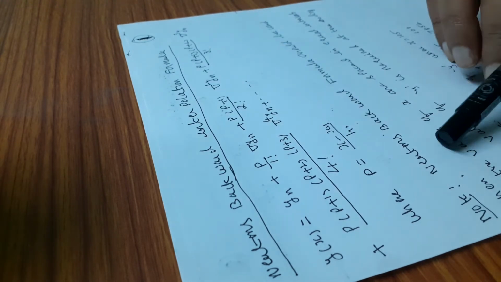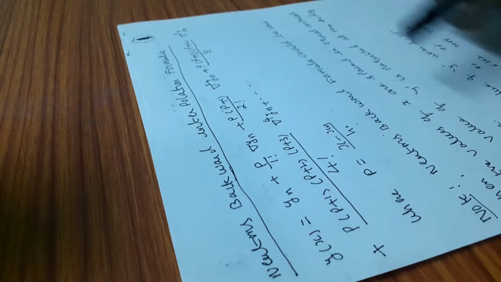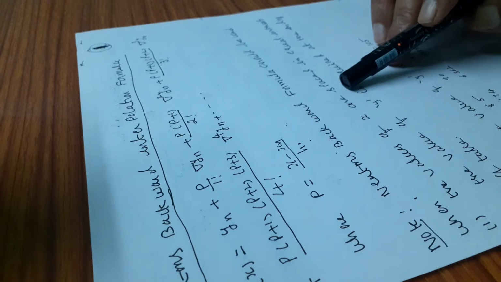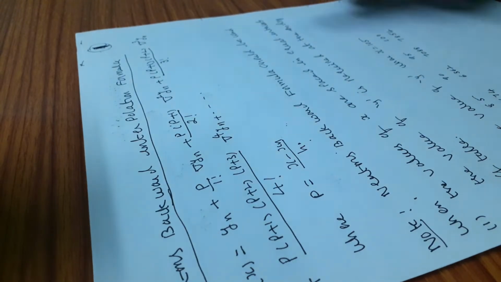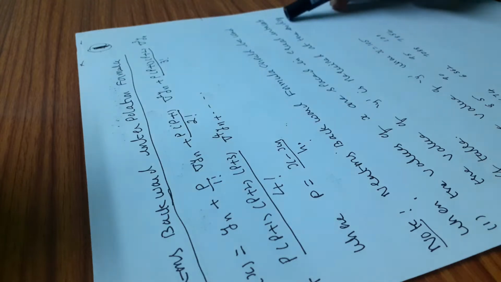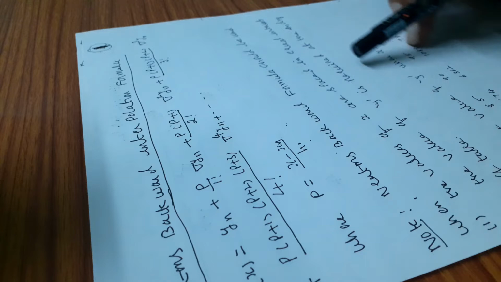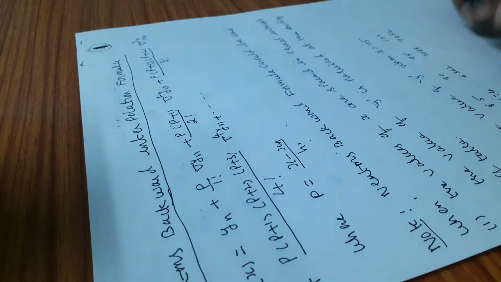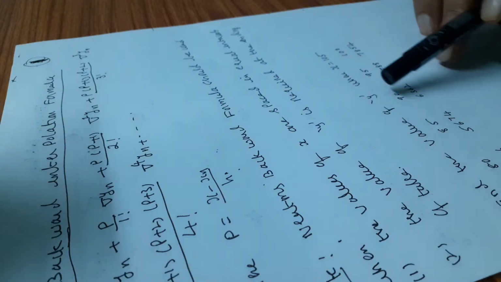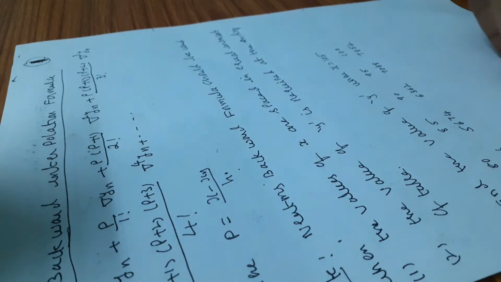So again I am telling you, Newton's backward formula should be used when the values of x are spaced in equal intervals and the value of y is required at the ending of the table. I'll explain this again when I do the problem. So first problem, find the value of y when x equal to 105.